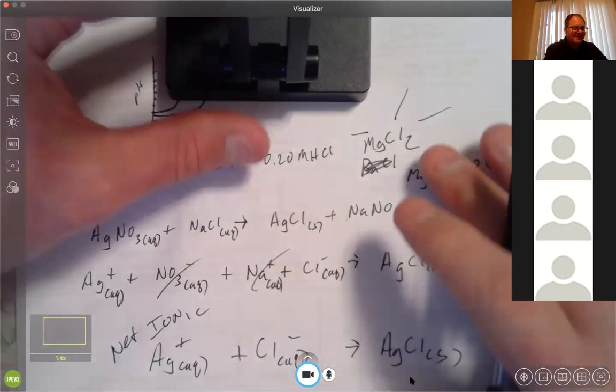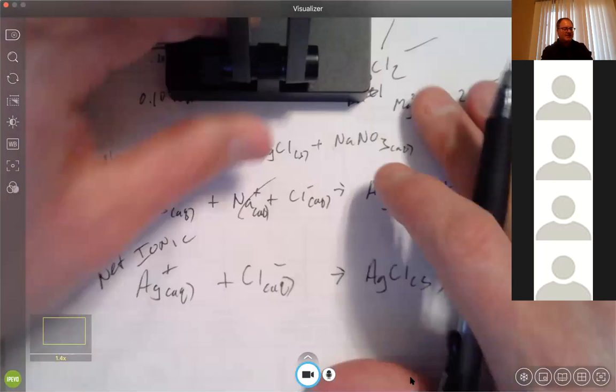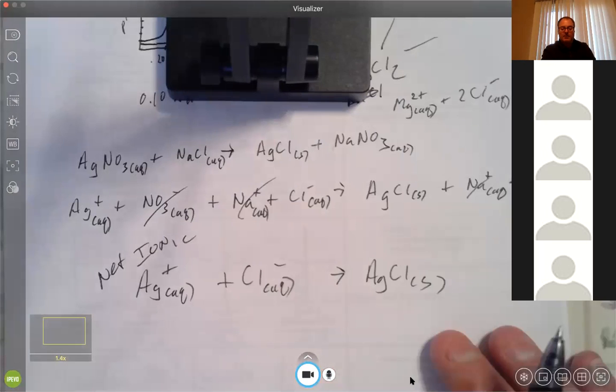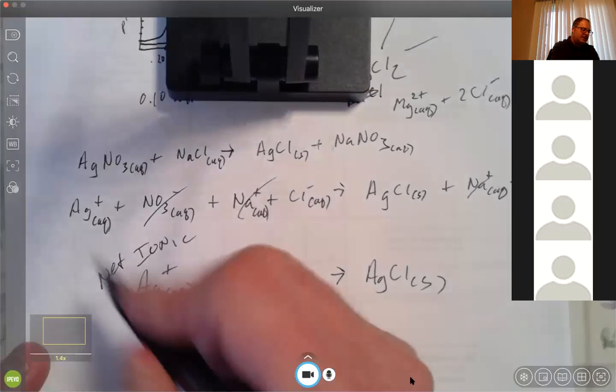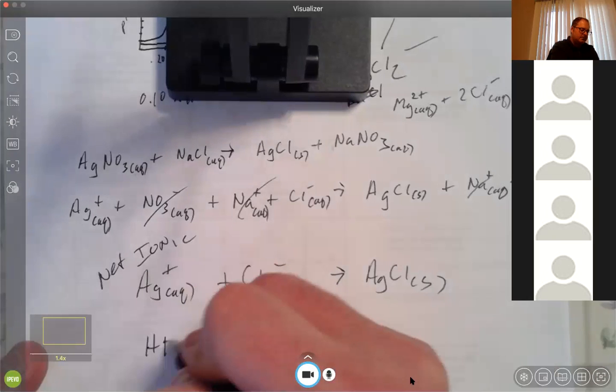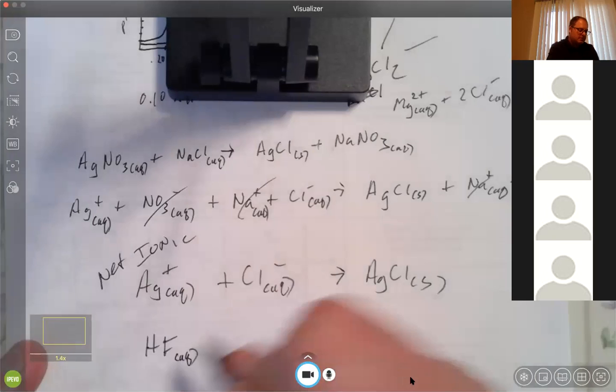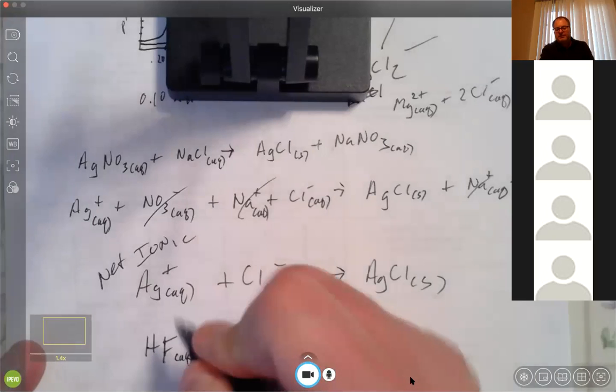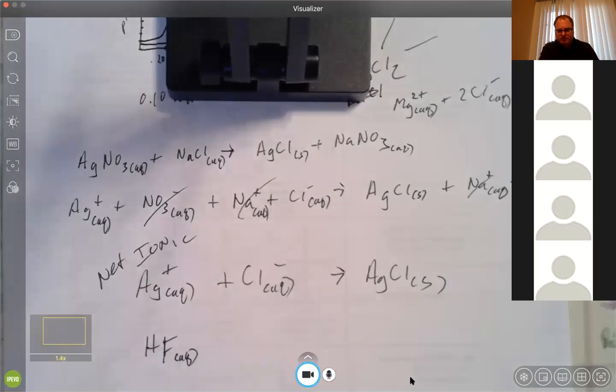Now, in this last progress check, they were a little bit sneaky. They used HF, and they called it aqueous. What is the problem with HF? Tell me a little bit about it. What type of chemical is it? An acid. There we go. It's an acid.